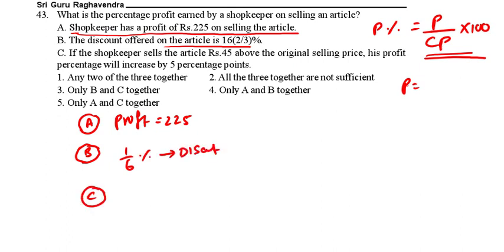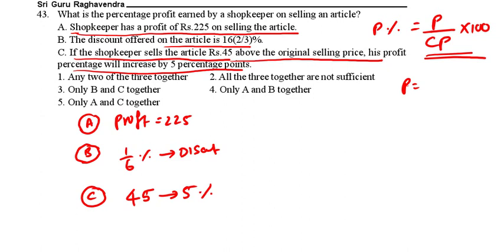Now come to C. If the shopkeeper sells the article 45 rupees above the original selling price, his profit would have increased by 5%. That means an increase in selling price of 45 will give an additional 5% increase in the profit. So 5% is equal to 45. 100%, always cost price is 100%. 100% is 900. So 900 is the CP.